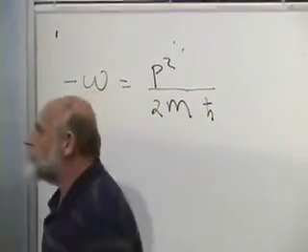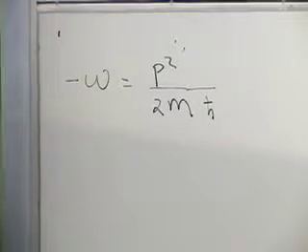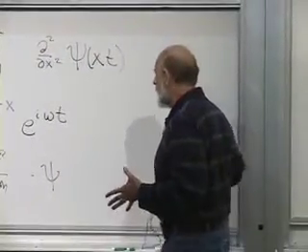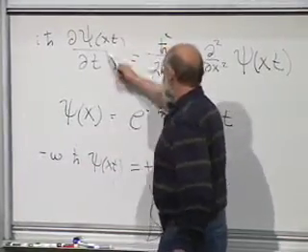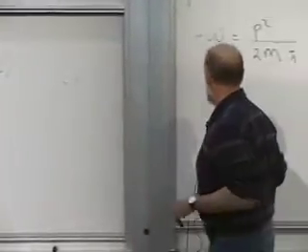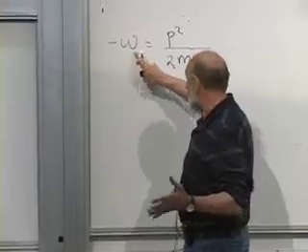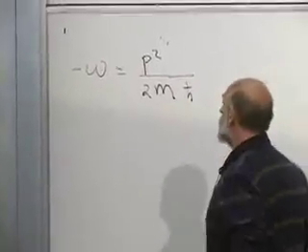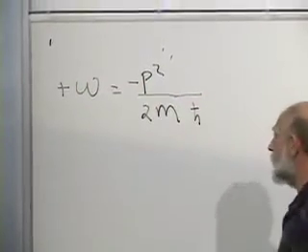Now, what we're doing from a mathematical point of view is actually finding the eigenvectors. One way of saying it is we're finding the eigenvalues of the Hamiltonian. We'll come back to the eigenvalues of the Hamiltonian. That's what omega basically is, an eigenvalue of the Hamiltonian. But we find that the omegas have to be equal to minus p squared over 2m h bar.